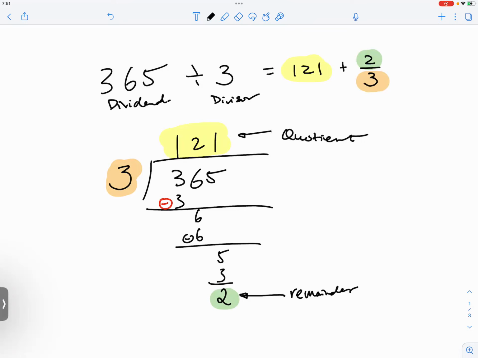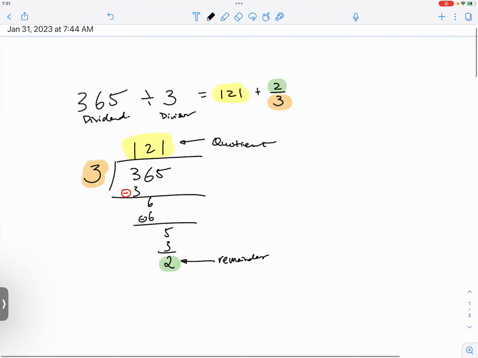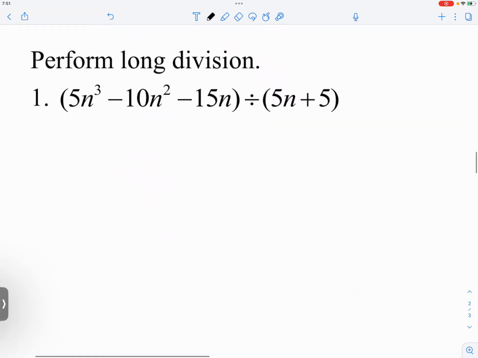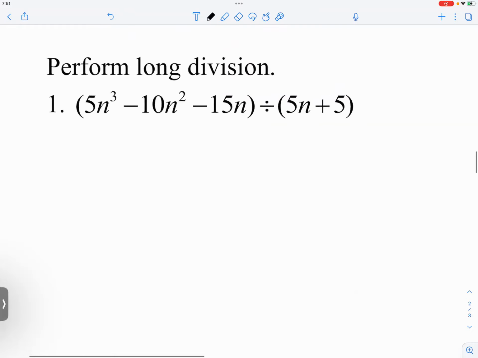All right, so far so good? Yes? All right, now, what we're about to do today is actually exactly the same as this. It just looks a little bit uglier than the pure numbers. And I'm going to show you how they are exactly the same. So, for example, okay.